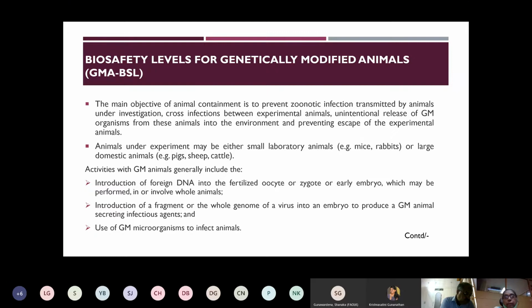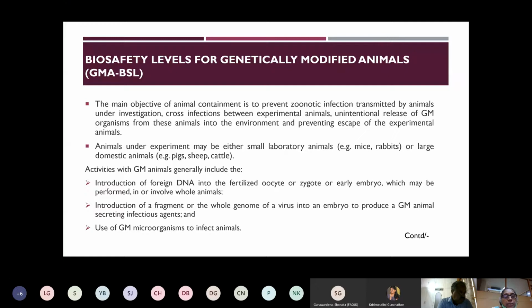Once it is approved, once it has been studied and found to be safe, then it will be cultivated in the open. Now, animals in this particular case may be either small laboratory animals or large domestic animals. People who are into the field of biotechnology know that extensive research is underway on all types of organisms, including plants, animals, small animals, big animals, fish and insects.